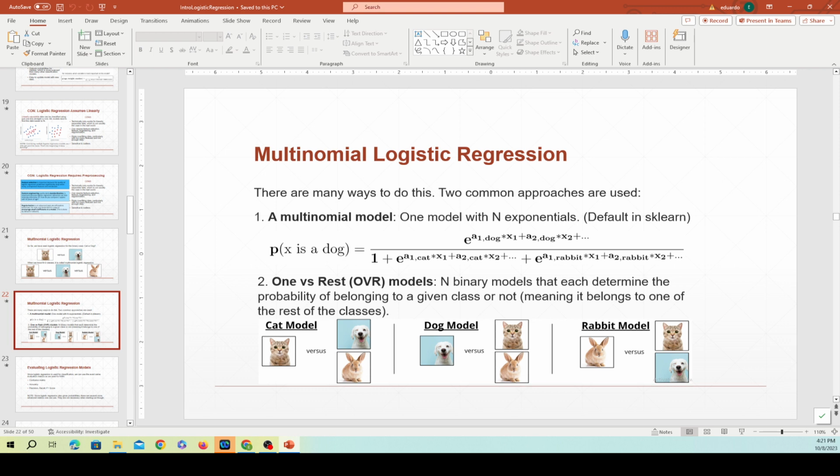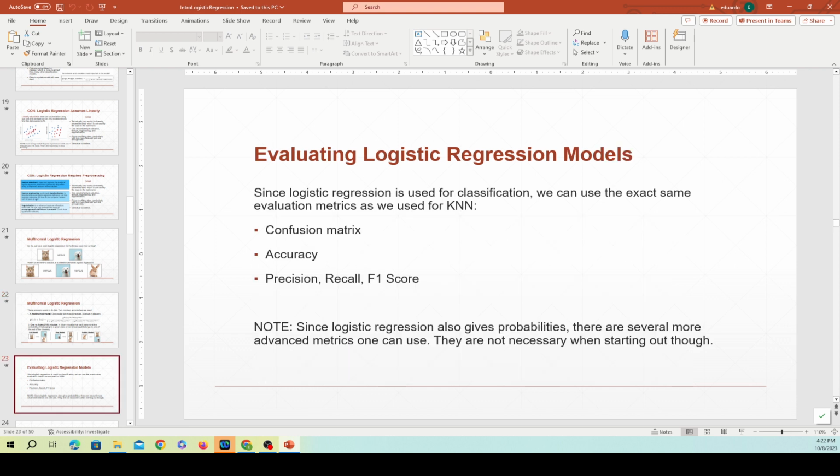One versus the rest, OvR: n binary models that each determine the probability of belonging to each class or not. So we talked about that. We can do a cat versus not being a cat, a dog versus not being a dog, and a rabbit versus not being a rabbit. That's how we can extend binary logistic regression to have multinomial classifications.